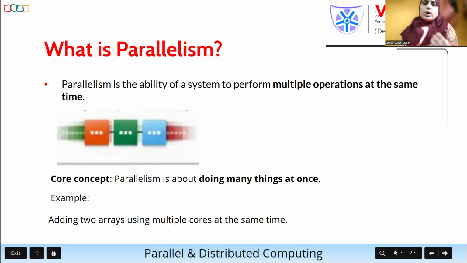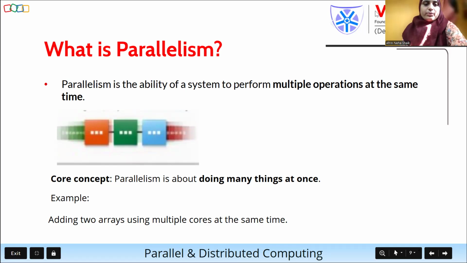So parallelism focuses on speed improvement and reduced execution time. It is achieved using multiple CPU cores, multiple processors and GPUs. For example, adding two arrays using multiple cores at the same time. Now, what is the core concept here? Parallelism is about doing many things at once.